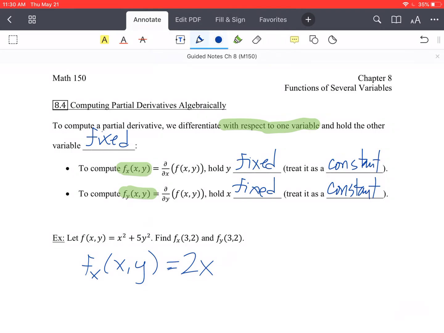To get fx at the point (3, 2), now we just plug in the point. So this is 2 times x. x is 3 in this case, so that's 6.